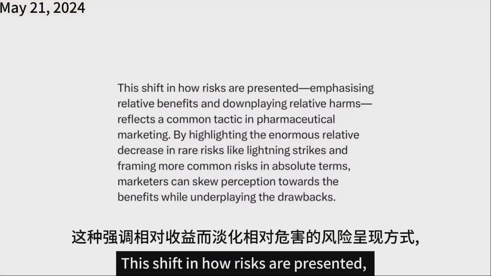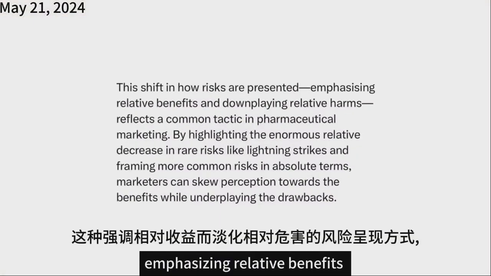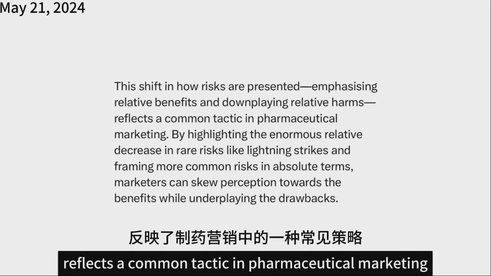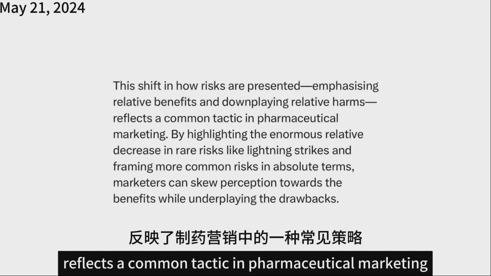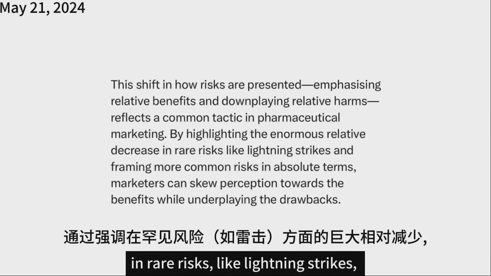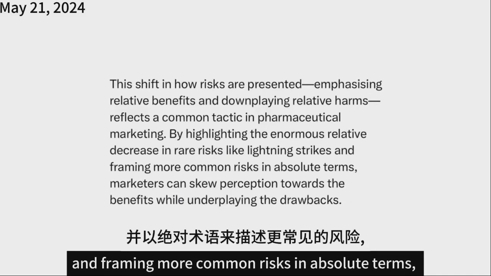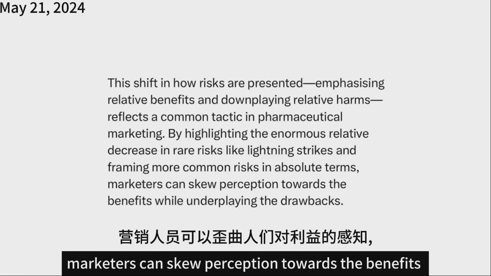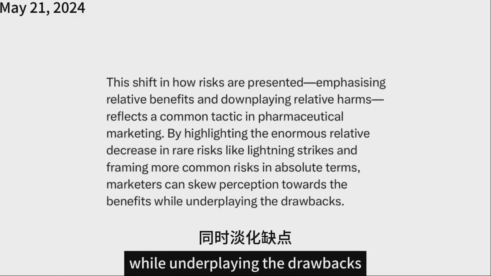This shift in how risks are presented, emphasizing relative benefits and downplaying relative harms, reflects a common tactic in pharmaceutical marketing. By highlighting the enormous relative decrease in rare risks like lightning strikes and framing more common risks in absolute terms, marketers can skew perception towards the benefits while underplaying the drawbacks.